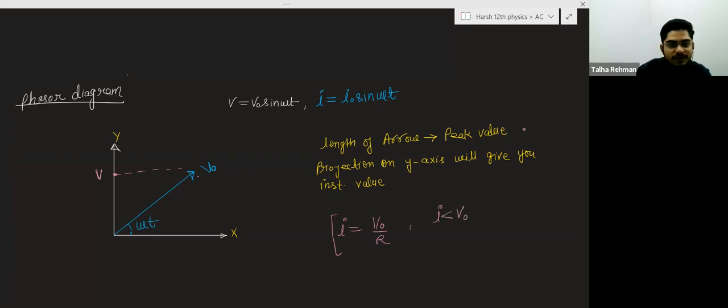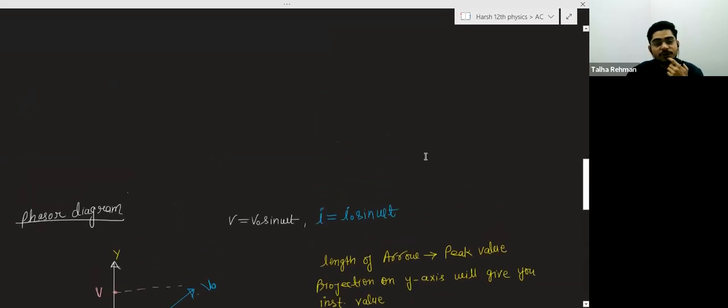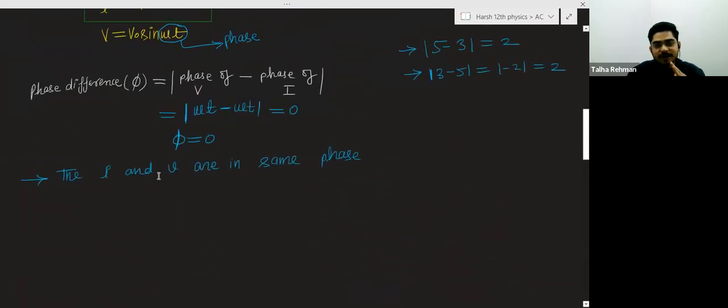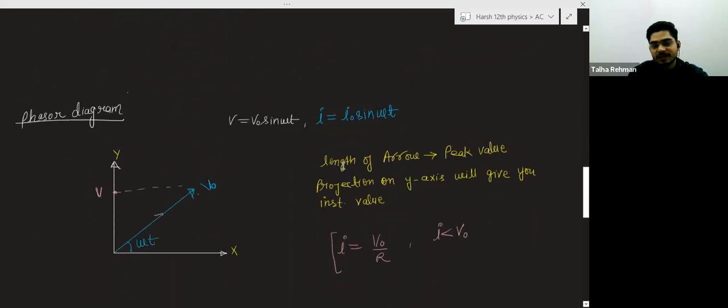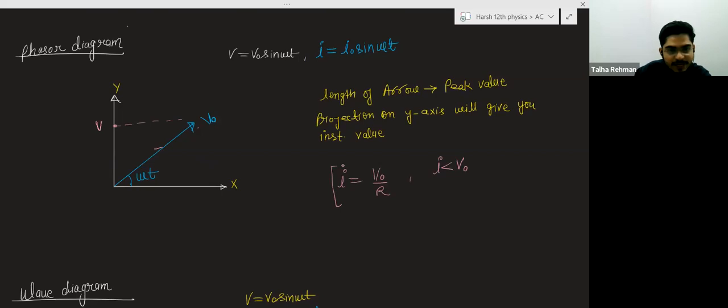If you draw the phasor diagram of the current, I have already told you the current and the voltage are in the same phase. So we will draw the phasor diagram of the current like this. This is the current here. This is the peak value of the current, and when you take the projection of this on the y-axis, you will get the instantaneous value of the current. So this is the simplest way to draw the phasor diagram.